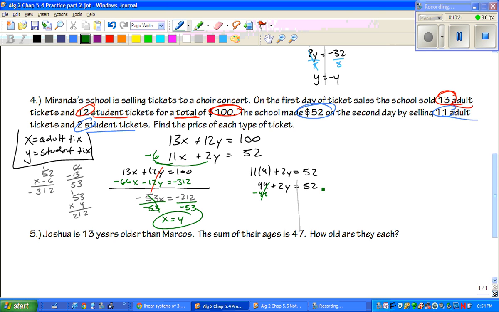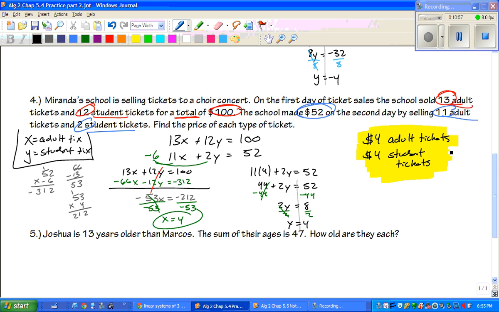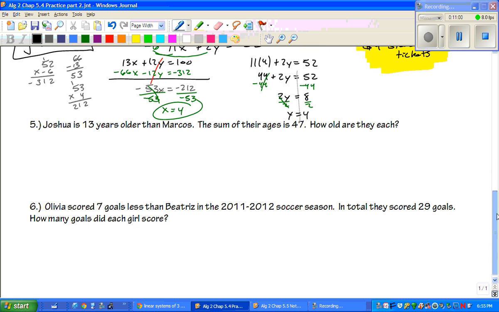And now let's just solve. So you got to subtract 44 from both sides. We get 2y equals 8. Divide both by 2. And we get y equals 4. So our answer for this is going to be $4 for the adult tickets and $4 for the student tickets. There we go. All right, number 5.